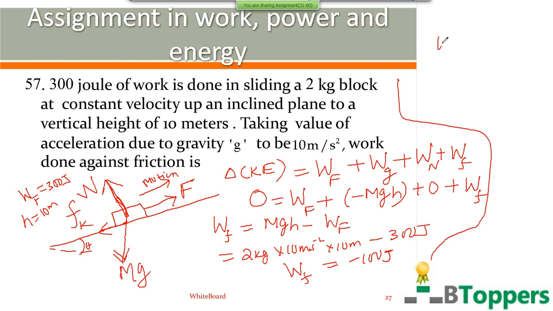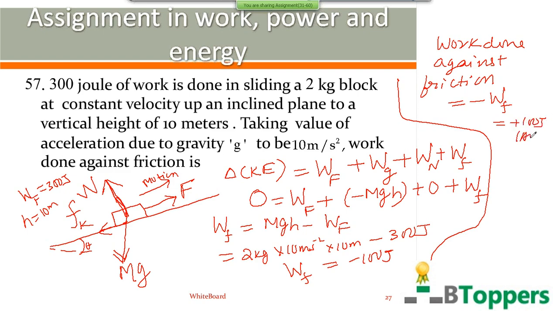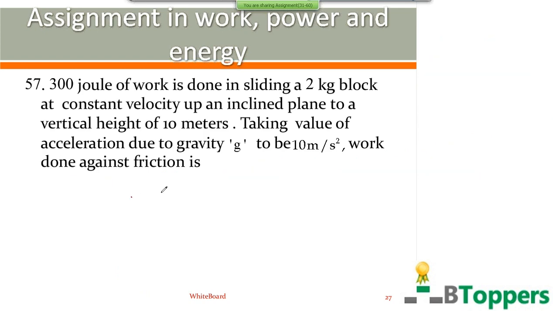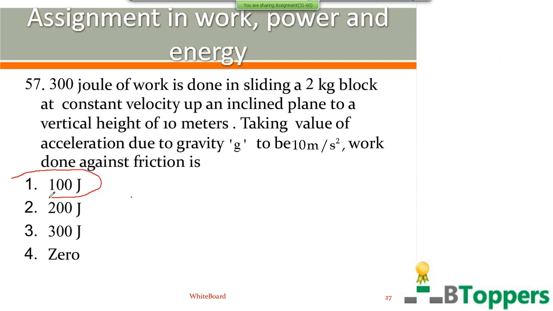So work done against friction means you should take it as the negative of work done by the friction force on the block. That will be plus 100 joules. That's the answer. This problem was given in one of the All India entrance examinations in the past. So if you want to copy the solution of this problem, you can take a pause and copy the solution. So for question number 57, first option is the answer.